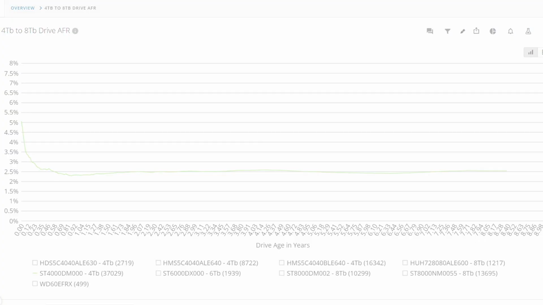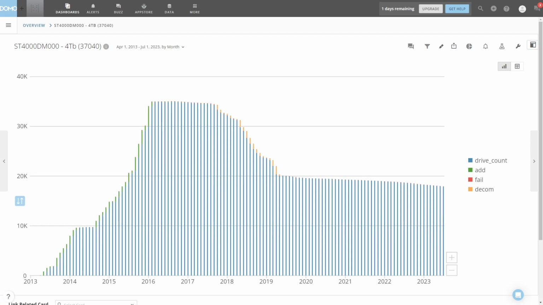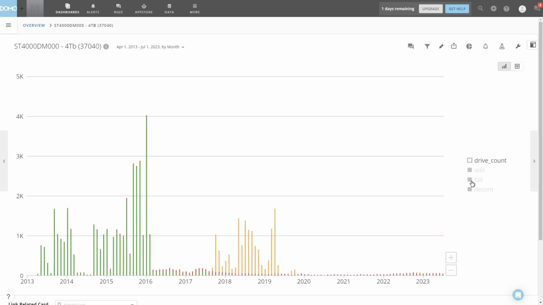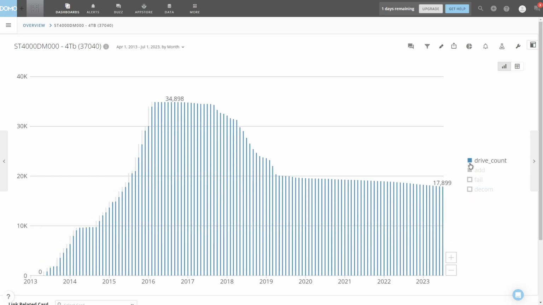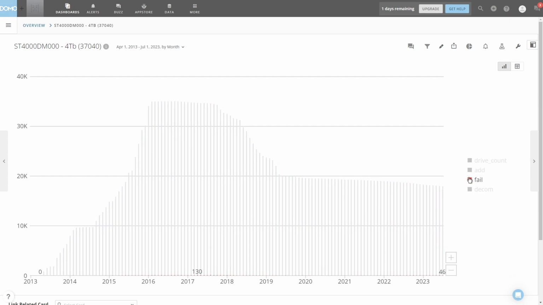If we look at the deployment graph, we can see that it took Backblaze 3 years to deploy these drives, and nearly half were removed during 2018 and 2019. The remaining half are going to be between 7.5 and 8.5 years old at this point.